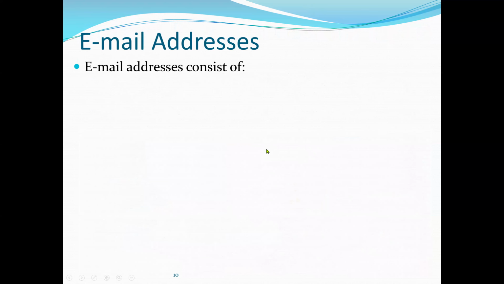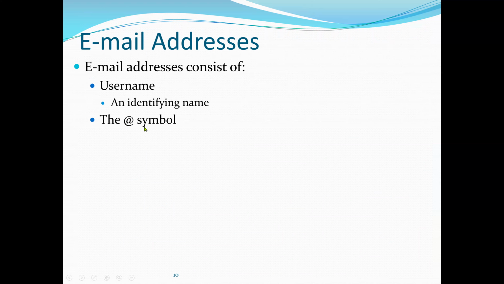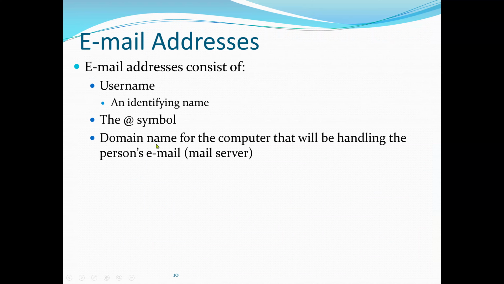Now, next is the email address. As we all know, email is one of the commonly used features on the internet. An email address consists of the username, which identifies the name, then the @ symbol. Then after the @ we go to the domain section. This is the domain name of the computer that will be handling the person's email, called the mail server.